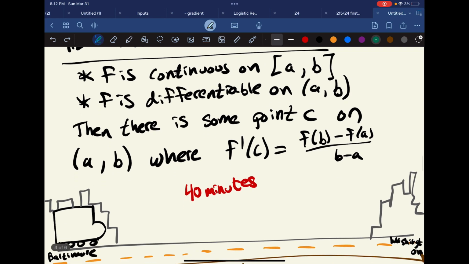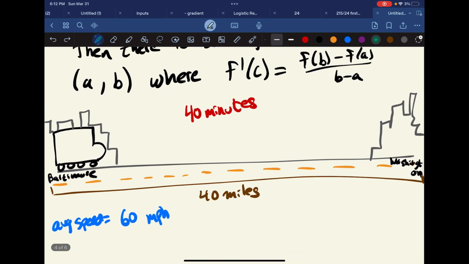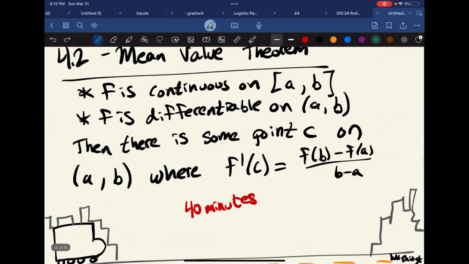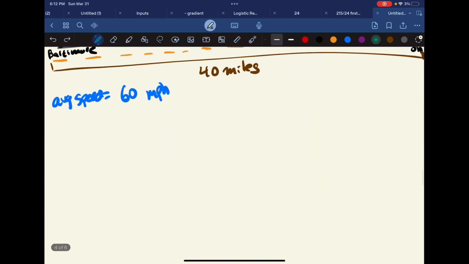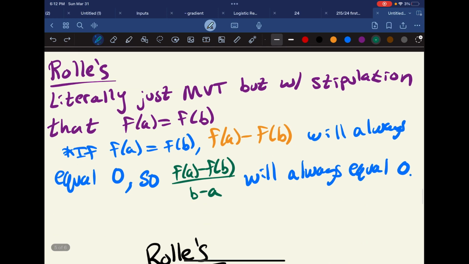Once you get your head around it, it makes a lot more sense, but it is kind of an overload of information at the beginning. Once it melds, that at some point the average rate of change equals the actual rate of change, everything starts to fall into place. So Rolle's theorem is very similar to the mean value theorem.